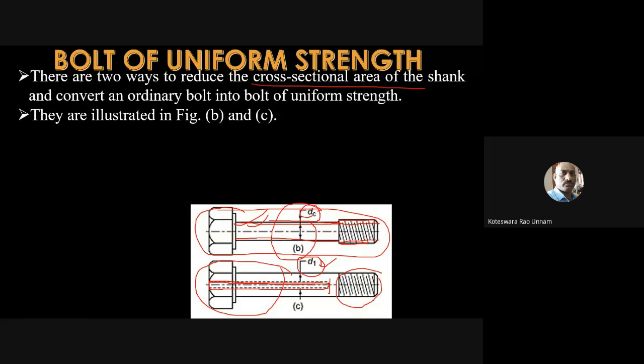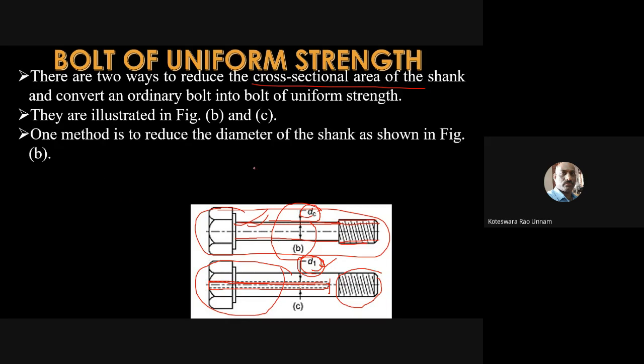So from that you can get how much diameter of the hole you need to drill in the shank portion. So from that you can easily calculate the D1. Once you know the D1, a hole of diameter D1 will be drilled into that bolt, so that the stress in both the sections will remain the same. So then obviously it becomes a bolt of uniform strength. So that's what is written here.